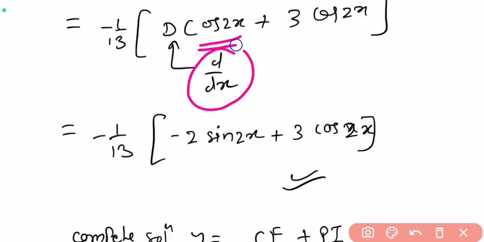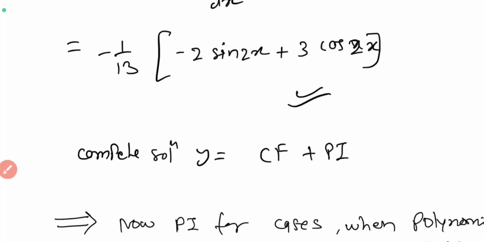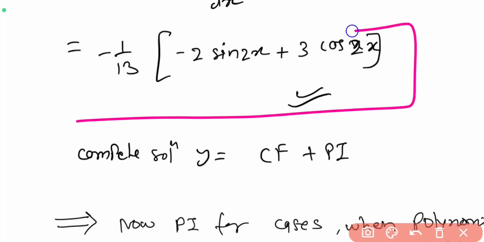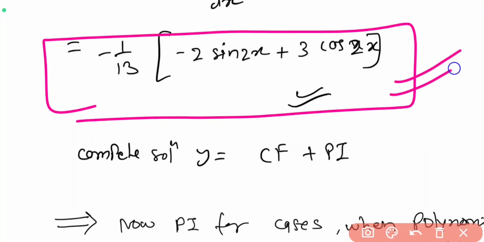So when you differentiate cos 2x, minus 2 sin 2x will come, right? And this 3 cos 2x is as it is here. So this became my particular integral. You see, we got our particular integral. Why have I chosen this question?